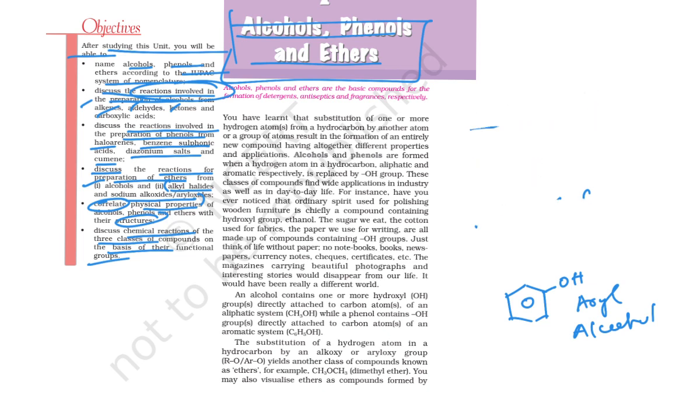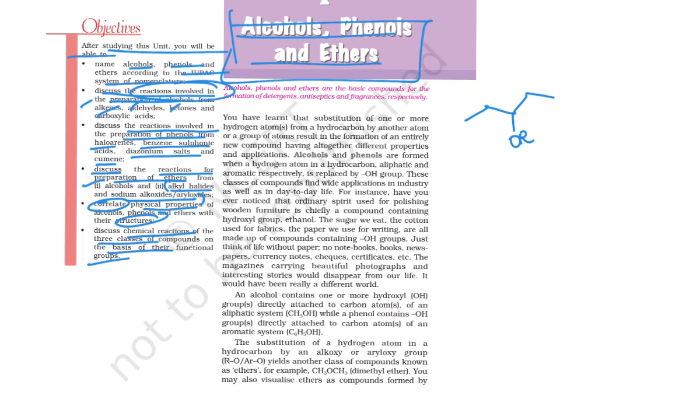Then I will tell you the definition of ether. For the definition of ether, there is a two-way representation. One way: let's take the example of a hydrocarbon, say pentane. In the third position, I replace one hydrogen by alkoxy. Then I take one aryl compound, and in that I replace one hydrogen by alkoxy. This is one way to represent the definition of ether.